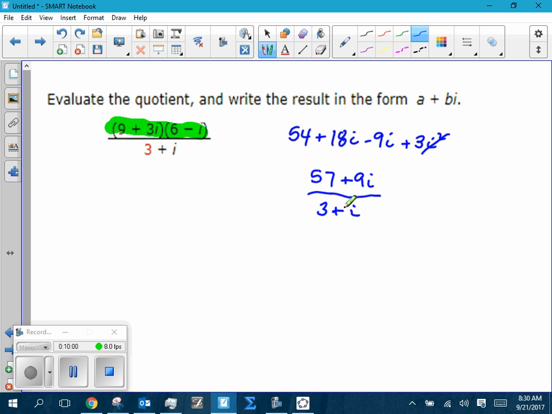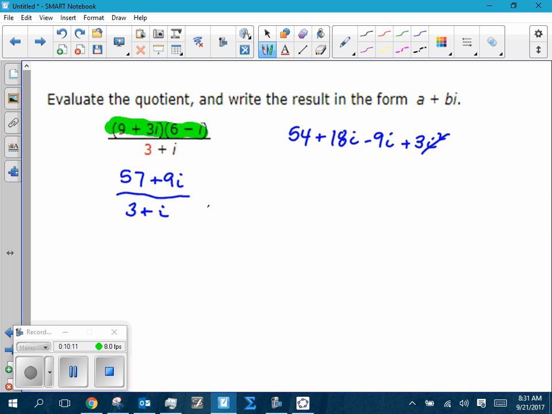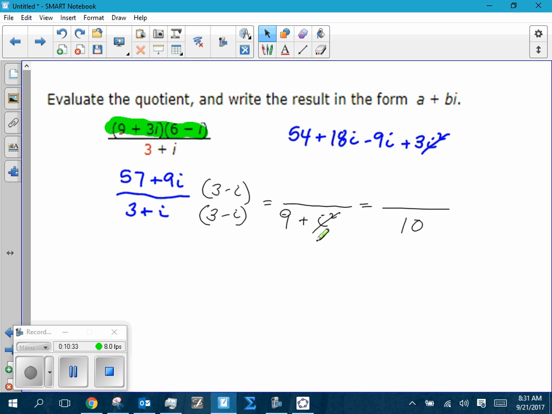Now, does this break down to kind of like the last question we did? What do I have to do to this to change it? I'm going to multiply the bottom by what? 3 minus i, top by 3 minus i. Okay. Go through. Bottom's pretty easy. Bottom gives me 9 minus i squared. That's going to go away. Change it to a positive 1, so it gives me 10 on the bottom. Top, 57 times 3 is, what was that, 171?